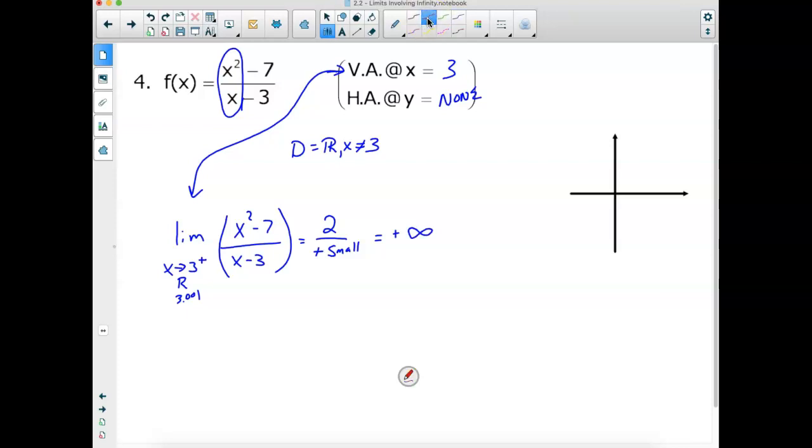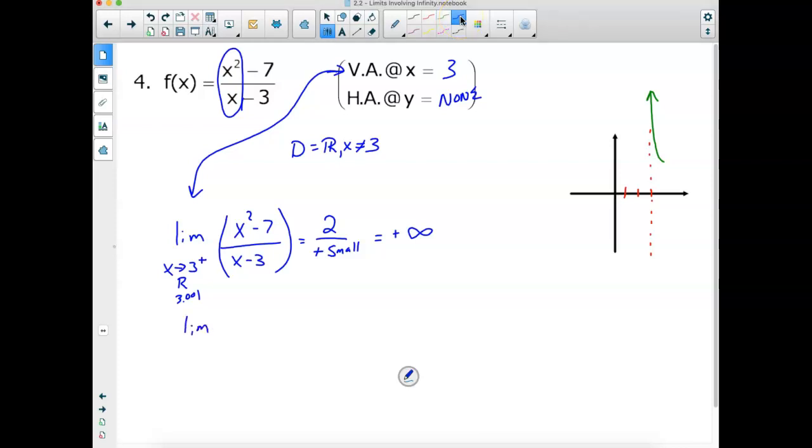So I'm going to come over here and say 1, 2, 3. There's my vertical asymptote. What that tells me is, as I'm approaching from the right side, no matter what it looks like, in the end I'm going to be crawling up that side of it. Well, let's investigate the other side.